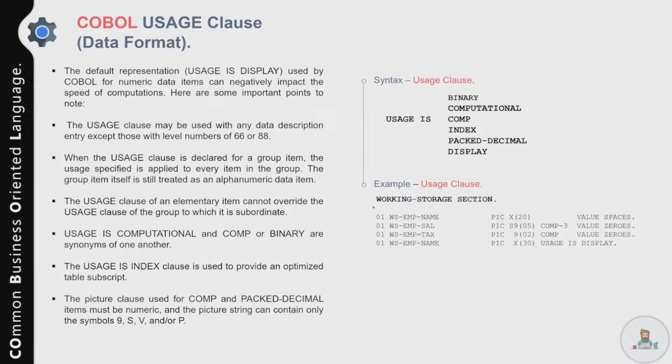The next one is ws-emp-text, and it is defined as 9 of 2 COMP, initial value as 0. After that, we have ws-emp-name, which is defined as X of 30, and right now we have defined it as usage display. So this is how you can use the usage clause to improve the overall efficiency of the COBOL program.